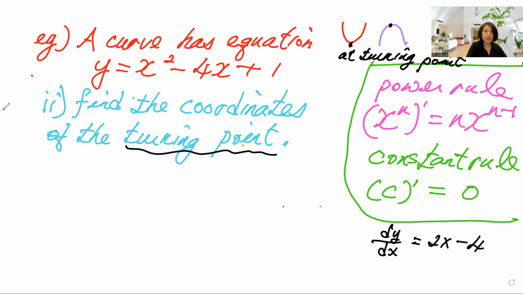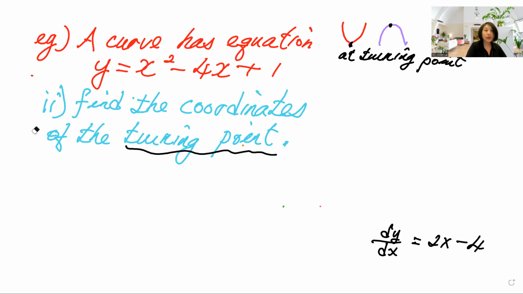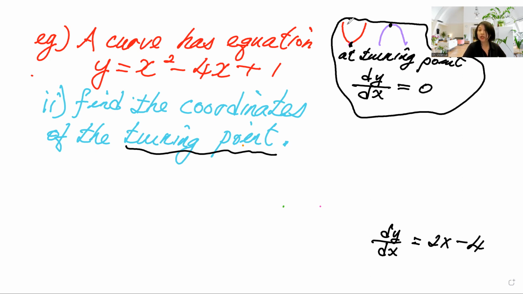I erase here to get more space. At the turning point, your dy dx would be equal to 0. Please remember this. Without this knowledge, you cannot solve the question. To solve this question is very easy.